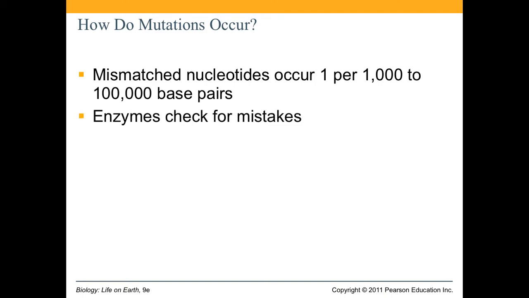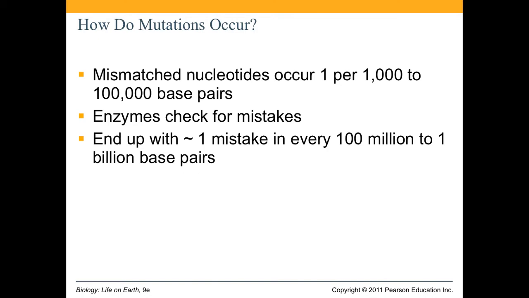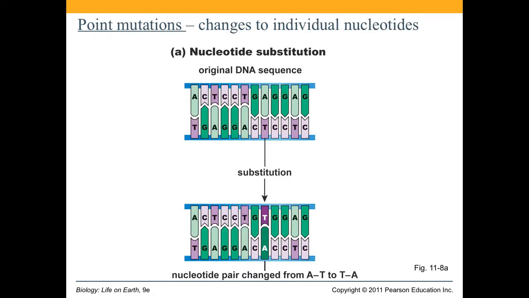Luckily, we do have enzymes that actually check for mistakes and will fix those before replication is finished. So what we end up with after the proofreading is only about one mistake every 100 million to 100 billion base pairs. And what that translates to in humans is less than one error per chromosome per replication. So we definitely still get errors in our DNA, just not that many.